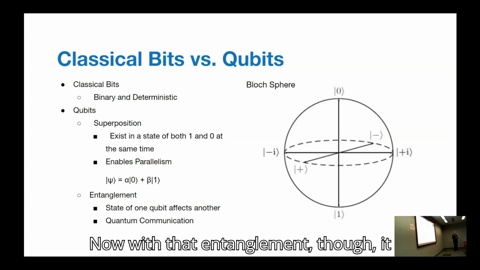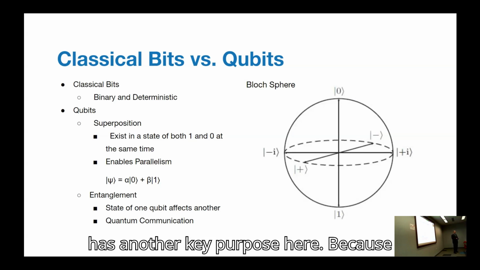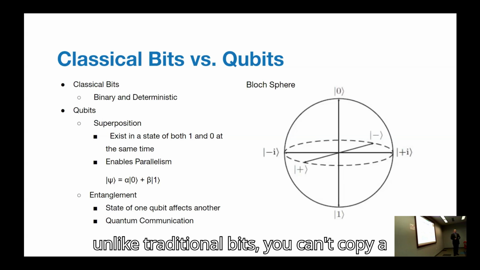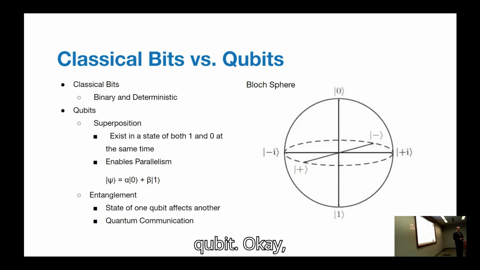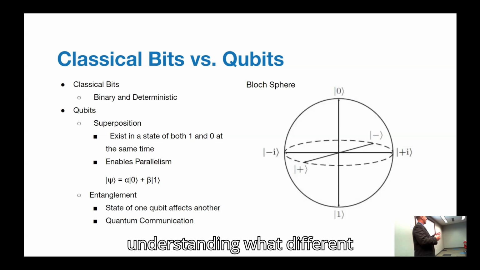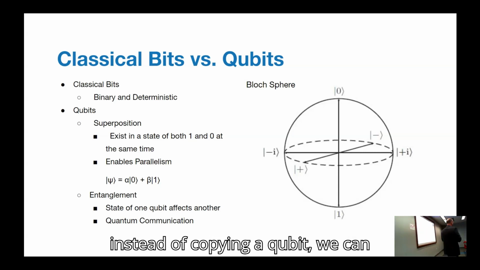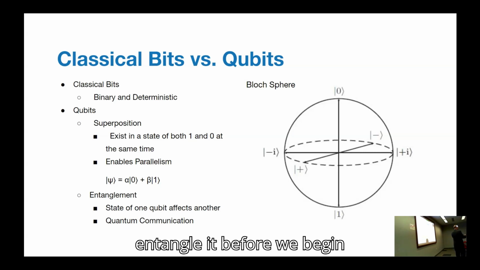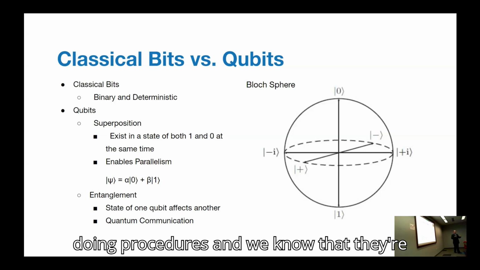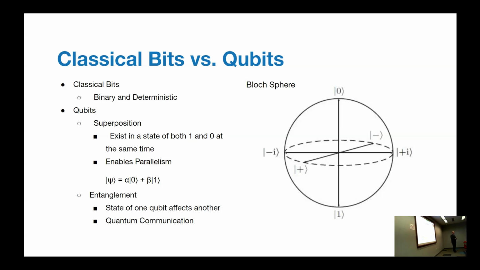With that entanglement, though, it has another key purpose here. Unlike traditional bits, you can't copy a qubit. So we need some way of understanding what different states are at. But what we can do, instead of copying a qubit, is entangle it before we begin doing procedures, and we know that they're entangled and they're in the same state.